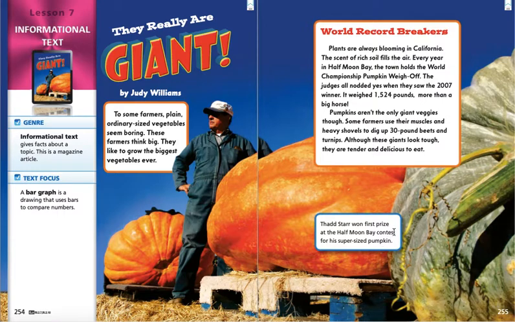Now, here is another caption that goes along with this picture. This is a picture of that gigantic pumpkin they're talking about, the 1,524-pound pumpkin. That's a huge pumpkin. And it says, Thad Starr won first place at the Half Moon Bay contest for his supersized pumpkin. This is a picture of Thad Starr, the winner of the supersized pumpkin contest. Wow, that is a huge pumpkin.